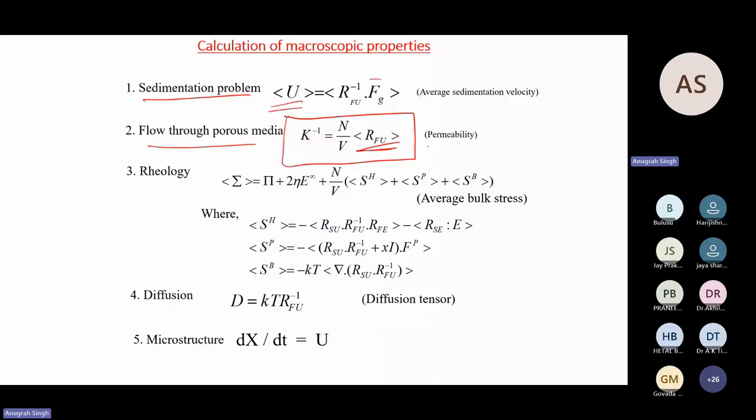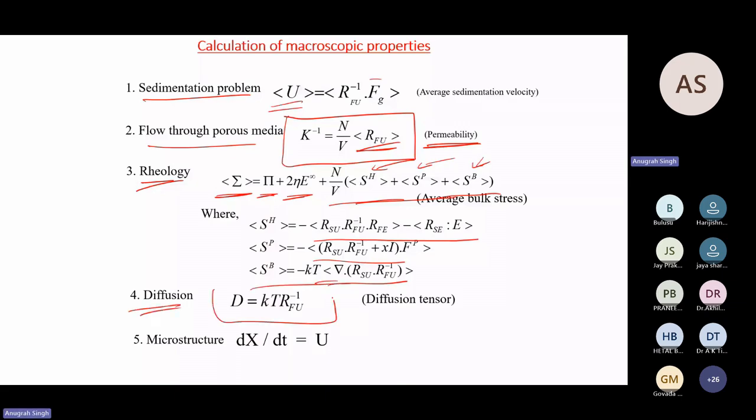You can solve rheology. The average suspension stress is the sum of terms, where Pi is the particle pressure, and this is the viscous part due to the fluid. And these are different components of the stresslet. We have computed the stresslet due to hydrodynamic, interparticle and Brownian forces, and again these components are related to R. If you know R, the resistance tensor, you can calculate the components of stresslet due to hydrodynamic, interparticle and Brownian forces. If you're solving a diffusion problem, the diffusion tensor, if you know R_FU, you know this.